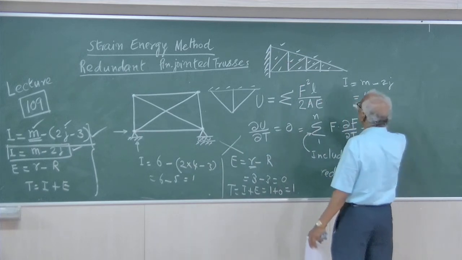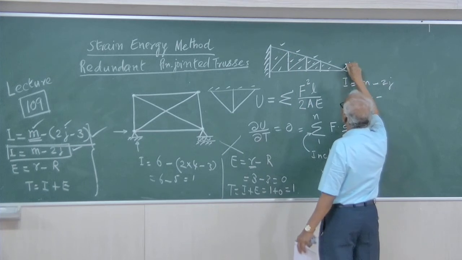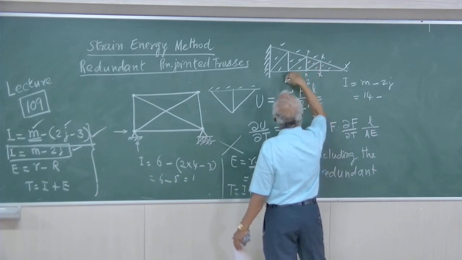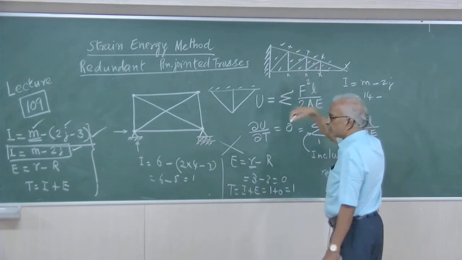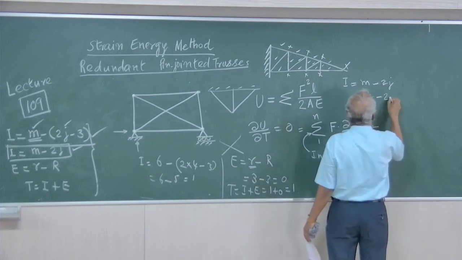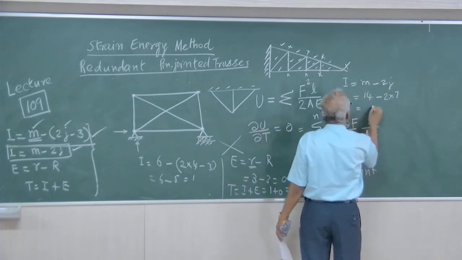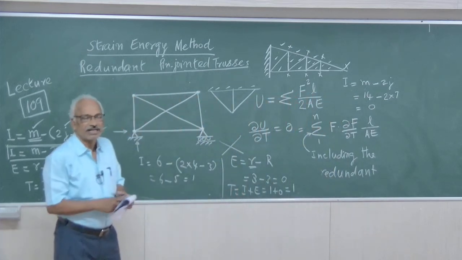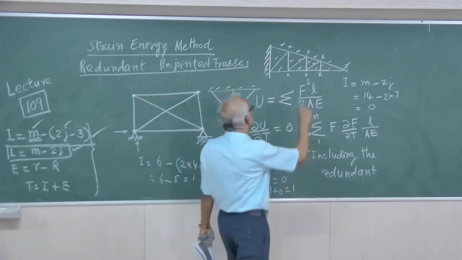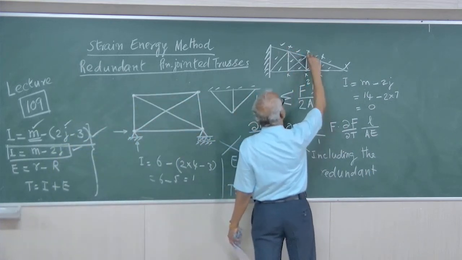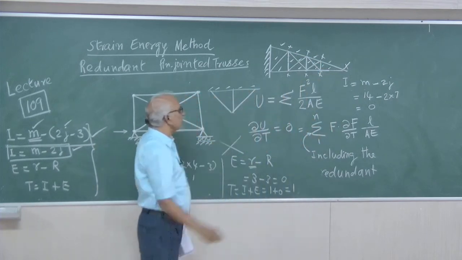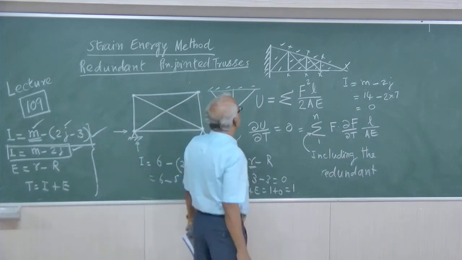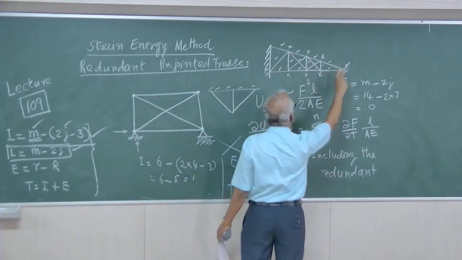Coming to the number of joints, this is one joint, then 2, 3, 4, 5, 6, 7. There are 7 pin joints. So 14 minus 2 into 7 equal to 0. That means the truss is statically determinate. Suppose you have got one more member like this, and another member like this, then it will be indeterminate to 2 degrees.